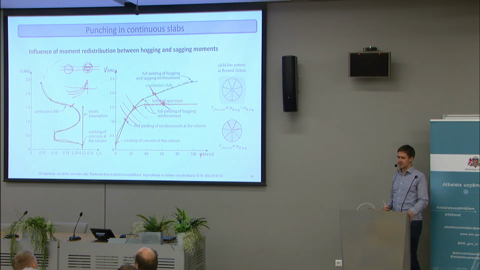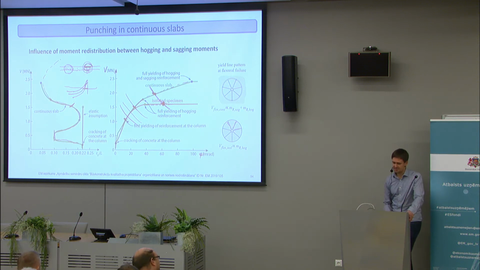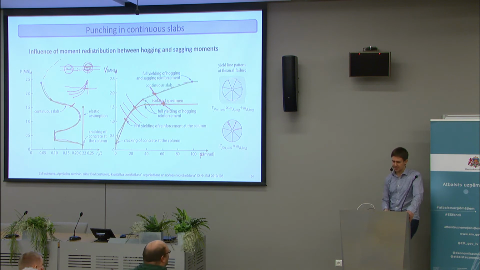The tests are giving a lower value because they just cannot go higher, because they are already at the flexure plateau. But the continuous slabs could go higher. And there are a few tests done where they do test continuous slabs with shear reinforcement, and they do give much higher strength.